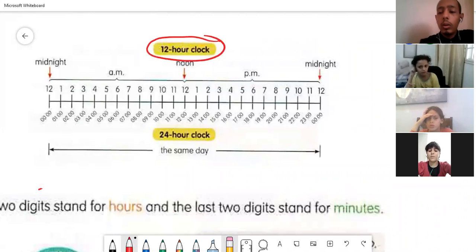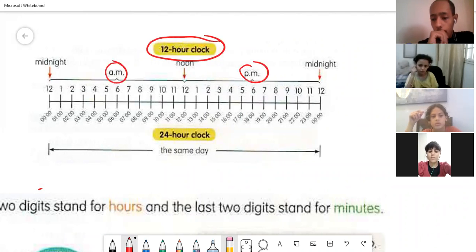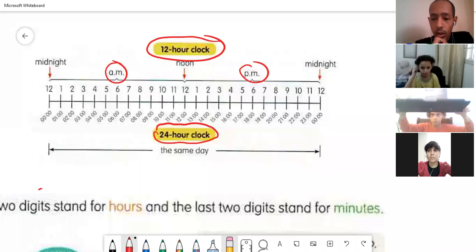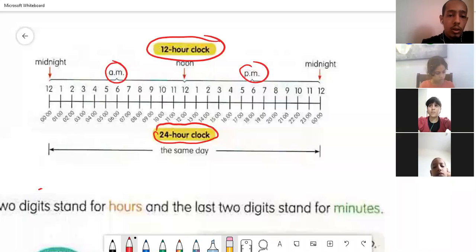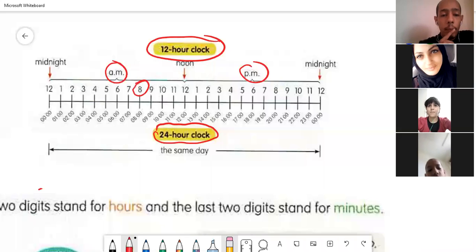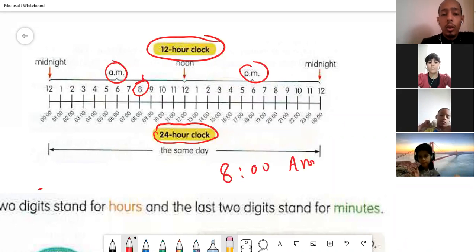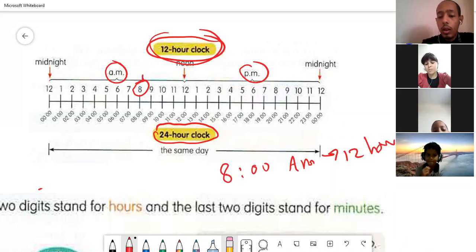With the 12-hour clock, we can say AM or PM, right? But when we say the time in the 24-hour clock, we don't say AM or PM, okay? So, for example, it is 8 AM. How can we tell the time in the 24-hour clock? 8 AM, this is with the 12-hour clock, right? But how to say the time in the 24-hour clock?